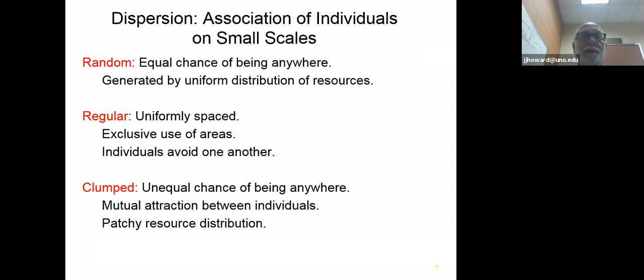The third pattern is clumped or aggregated, and in clumped or aggregated patterns, there's a large amount of space where nobody occurs. And then there are a few patches where pretty much everybody occurs. So that could be due to mutual attraction between individuals, for instance, if you need to find a mate, or it may be because your resources are very patchily distributed and you just have to all congregate to get those resources.